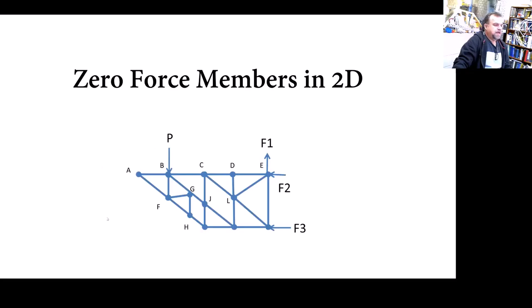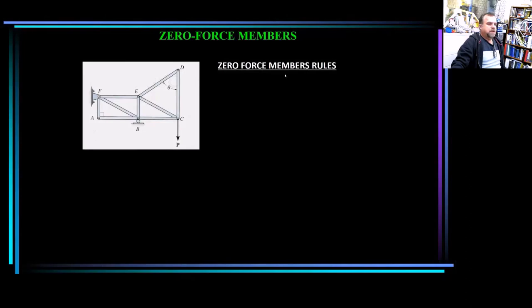In the YouTube channel, I also have this for zero force members in 2D, and it's a very comprehensive problem, so I would recommend you to go over there and check it. But there are two rules for zero force members in 2D, which, by the way, are still going to apply for 3D, because every time that I find a plane, I'm going to be in 2D if all the members are in one plane.